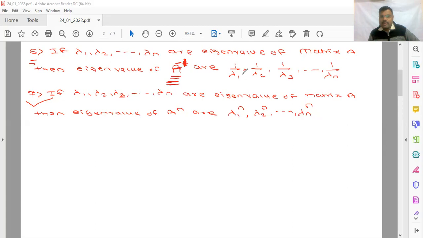A inverse has eigenvalues 1 upon lambda 1, 1 upon lambda 2, 1 upon lambda 3, and so on, 1 upon lambda n.